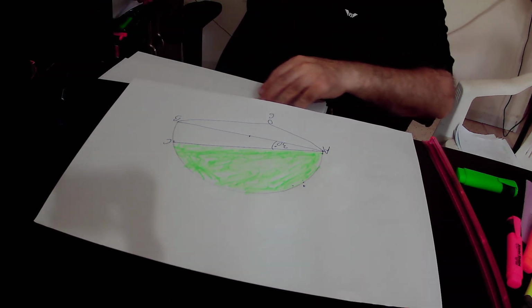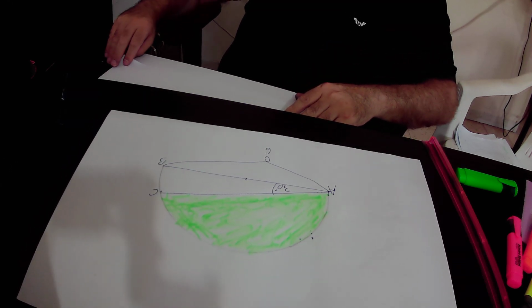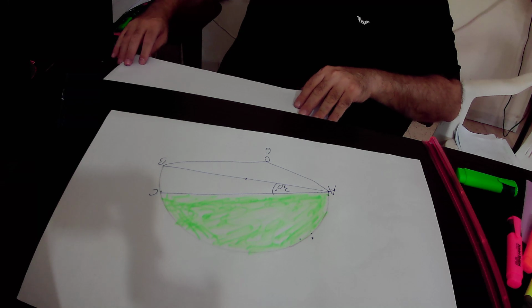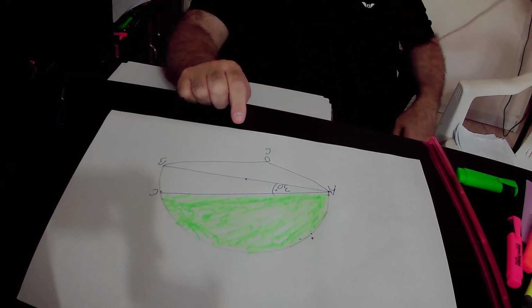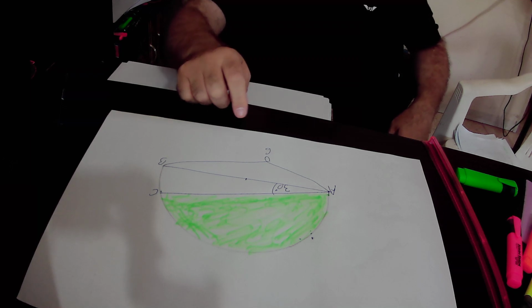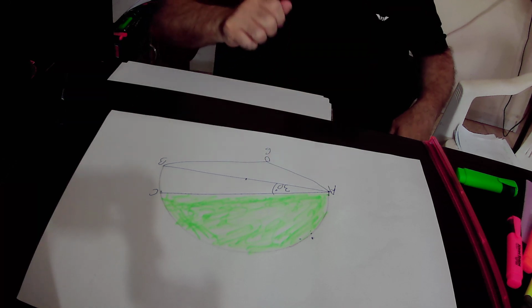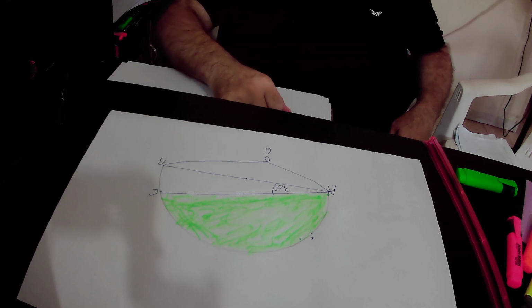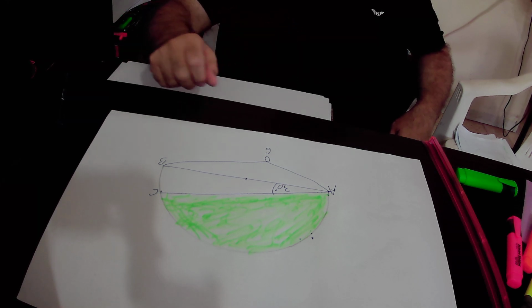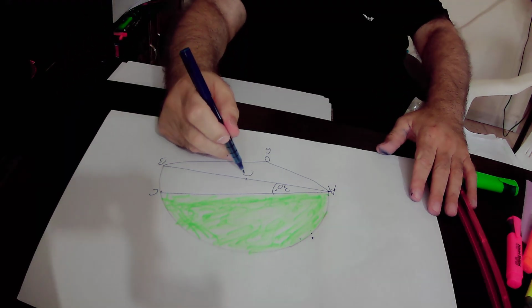So in the drawing we have a semicircle. We know that AB equals 6 units. AB is the diameter of the semicircle, that is equal to 6 units. We also know that this angle CAB equals 30 degrees, and our mission is to find out the area of the green shape. So first of all, we define the center of this semicircle as O.